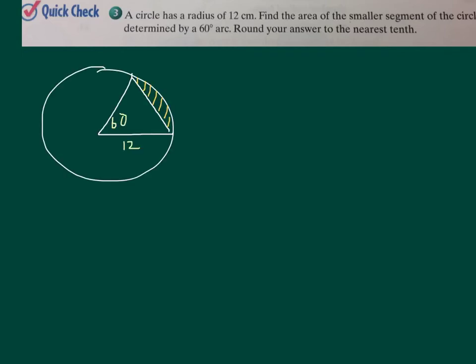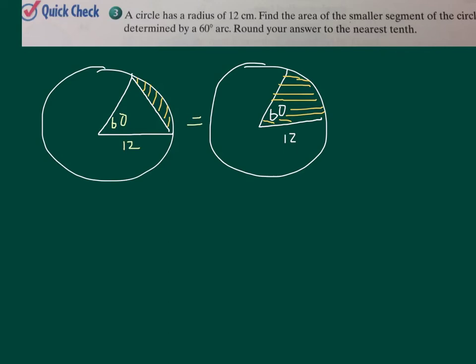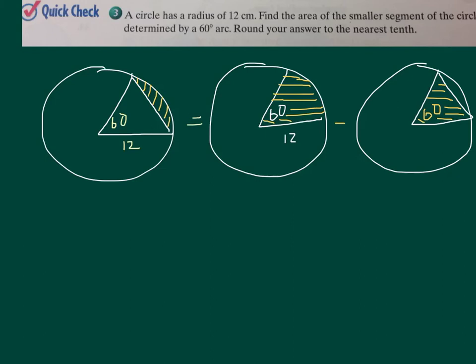Alright, quick check number 3 says, a circle has radius 12. Find the area of the smaller segment of the circle determined by a 60-degree arc. Round your answer to the nearest tenth. Please pause the video while you try to figure this out. Okay, so we're trying to find the area of the shaded segment. We know the central angle is 60 degrees, and then we know it's got a radius of 12. How are we going to do this? First, we're going to find the area of the sector with the 60-degree angle with radius of 12. Then we're going to subtract from that the area of the triangle that again has a central angle of 60 with a radius of 12.